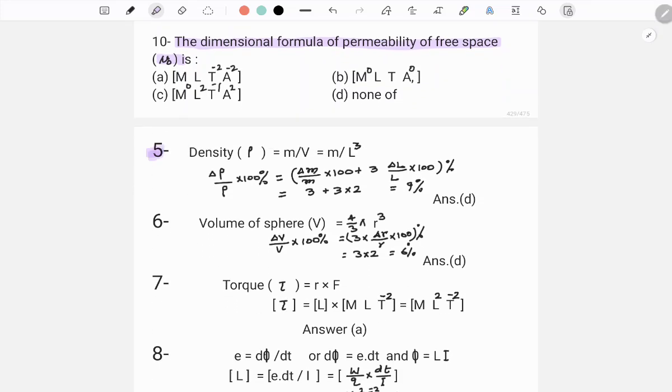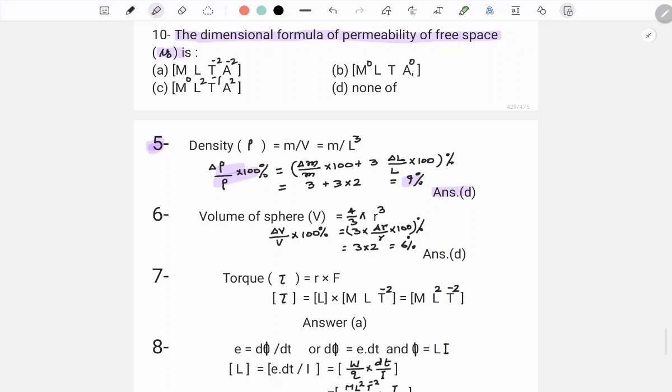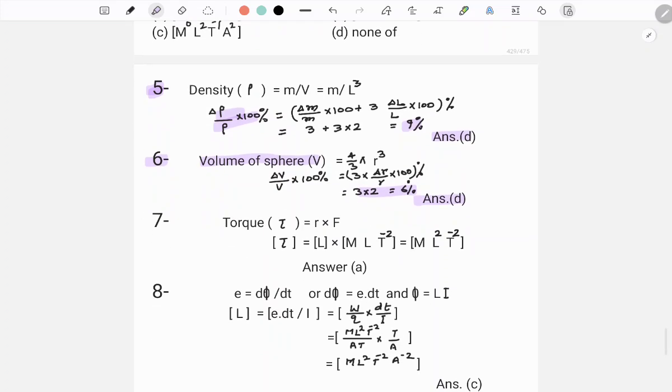Solution. Question 5th. Percentage error in density is 9%. Answer is D. Percentage error in volume of sphere is 6%. Answer is D.